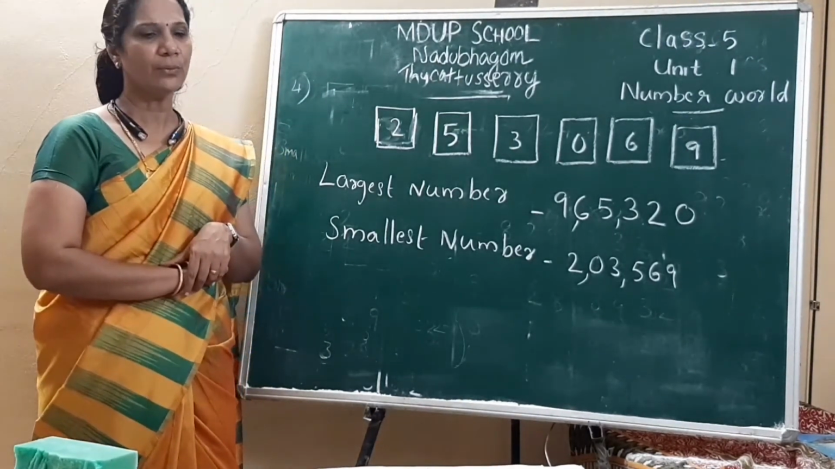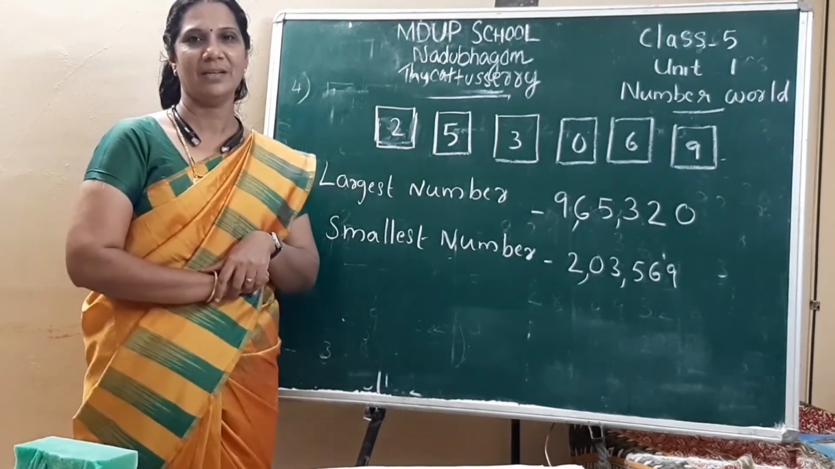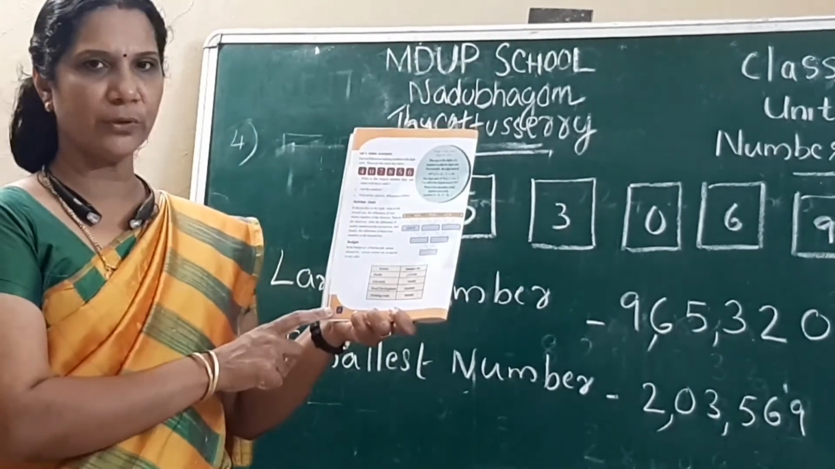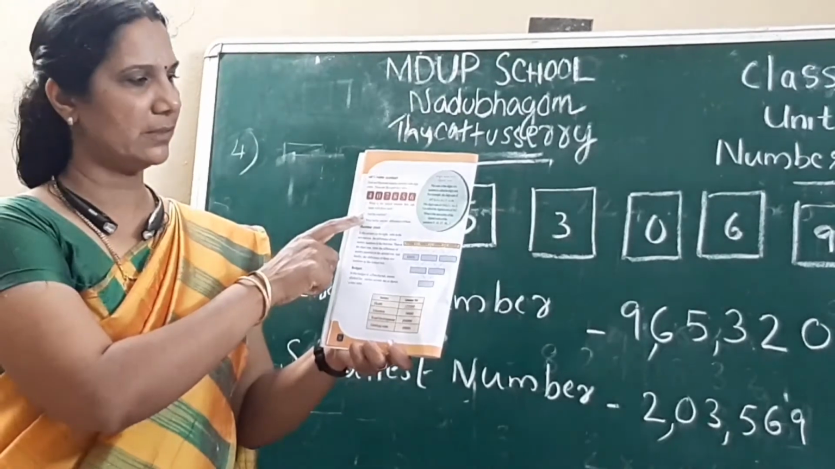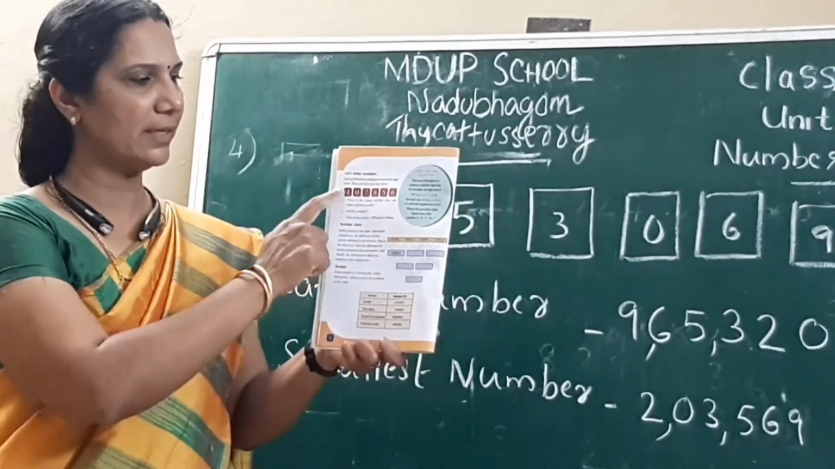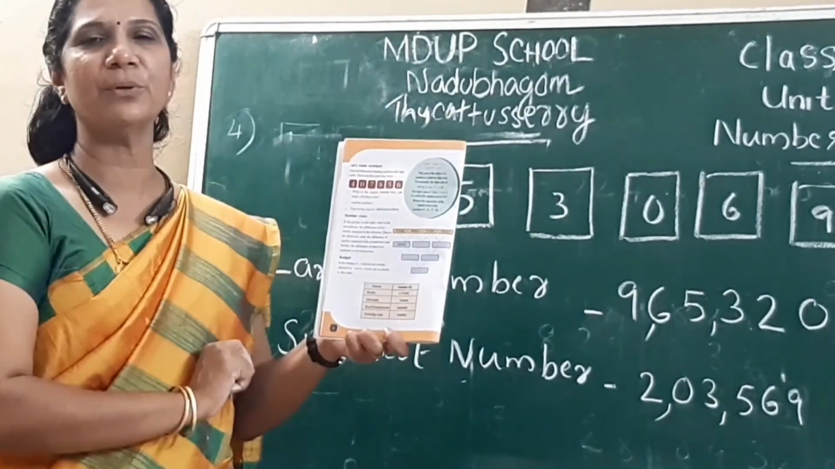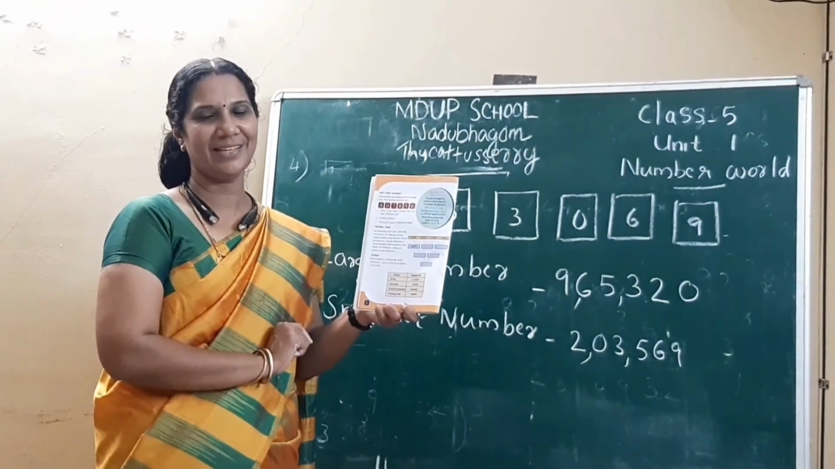Okay. Now, you have one more homework. The question is in your textbook on page number 40, the first question, let's make numbers using the given digits. You want to write down this question in your notebook and try to find the answer and send it to me.